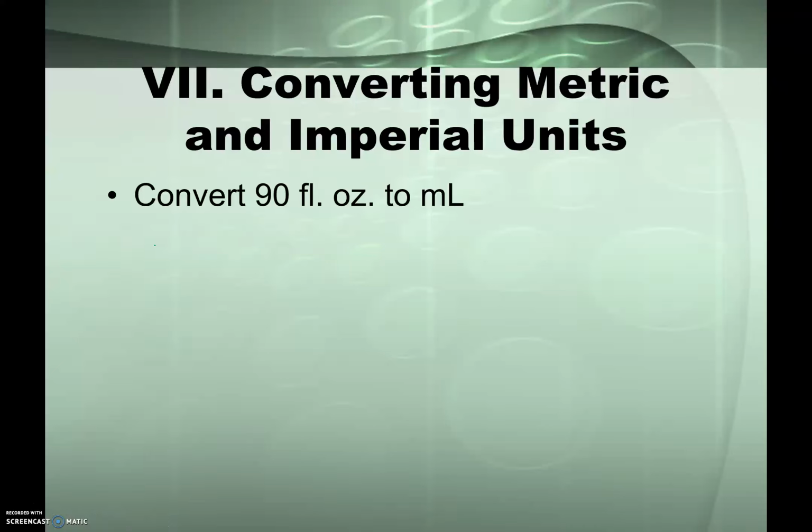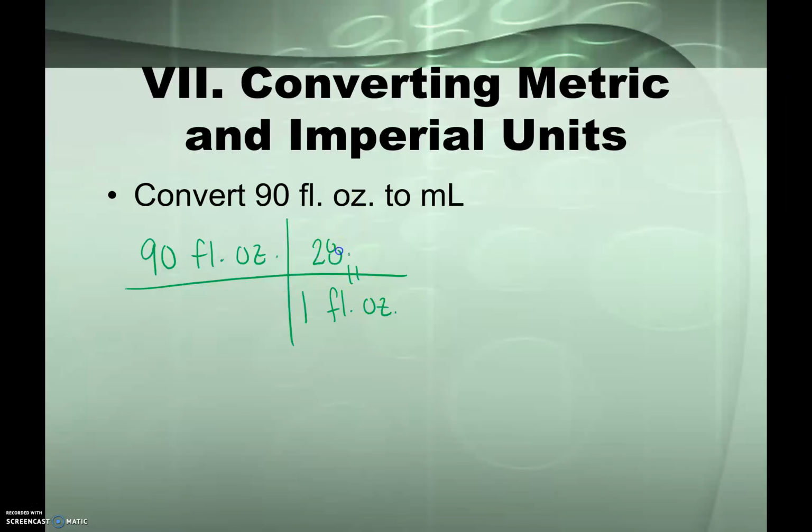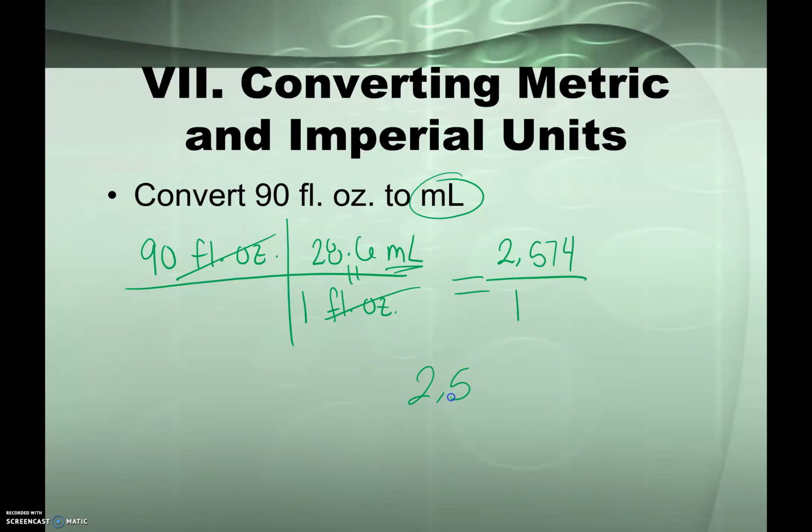Okay. So if we have 90 fluid ounces, and we're trying to get to milliliters. We know that according to our conversion chart, 1 fluid ounce is equal to 28.6 milliliters. And this is what we're trying to get to. Cancel, cancel. 90 times 28.6 is 2,574 divided by 1. So our final answer here is 2,574 milliliters. Do not forget your units, otherwise it is half wrong.